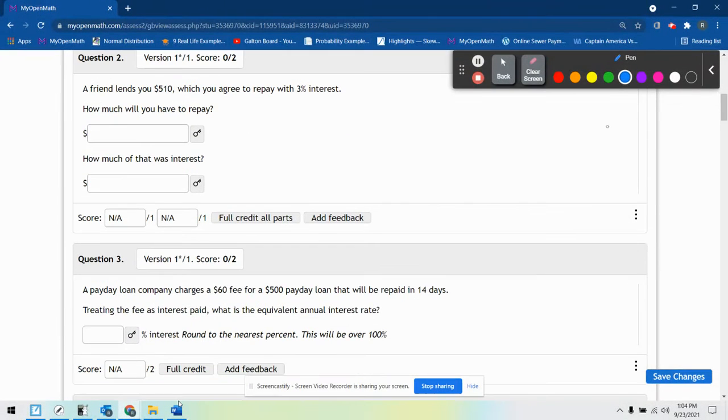It says here a friend lends you $510, which you agree to repay with 3% interest. How much do we have to repay? No compounding, so it's not one of the four on the back of the formula sheet. It's either simple interest or simple interest over time. But there is no time here. They don't mention any time. So this is just going to be interest equals P naught times R. Very straightforward. That'll give you the interest.